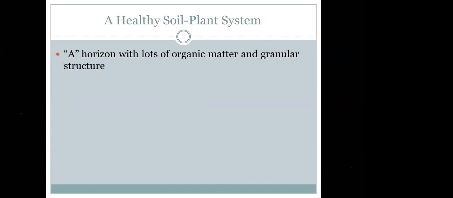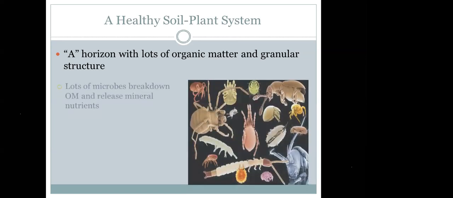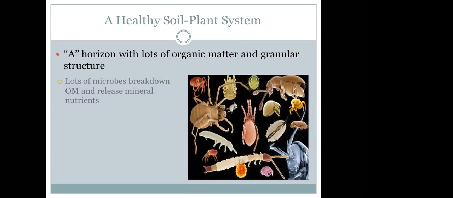So what is a healthy soil plant system going to look like? Well, the A horizon is really the most important layer when it comes to plant health, because that's where so much of the organic matter and the decomposition of the organic matter, and thus the freeing of soil minerals and nutrients occurs. So you want to have an A horizon that has lots of organic matter and a very nice, loose, granular soil structure. This allows for lots of microbes to thrive.